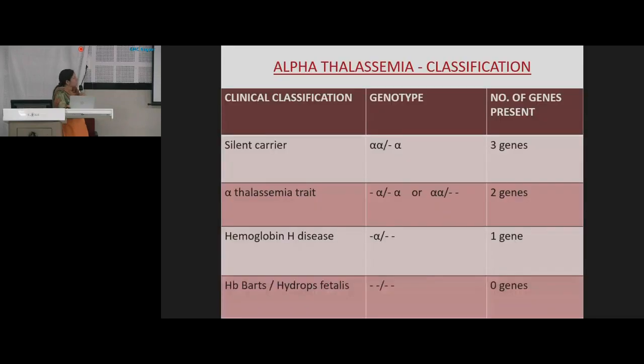Here the first one is the silent carrier. When only one gene is lost, the 3 genes are present normally. The patient will be asymptomatic. Then alpha thalassemia trait, 2 genes are absent. Hemoglobin H disease, 3 genes are absent, only 1 gene is present. And hemoglobin Bart's or hydrops fetalis means no gene is present. That is, the patient will have stillbirth.